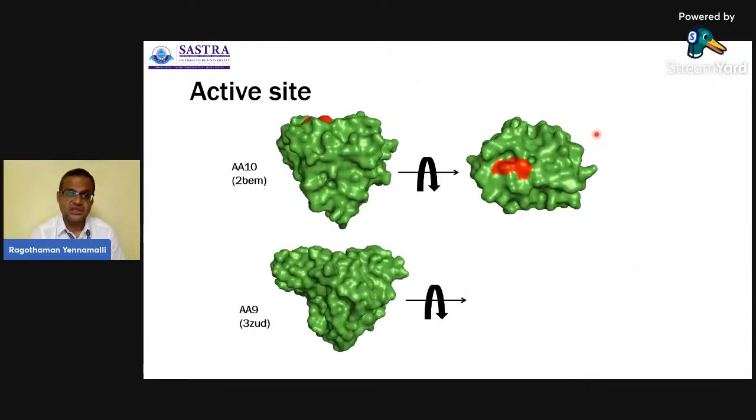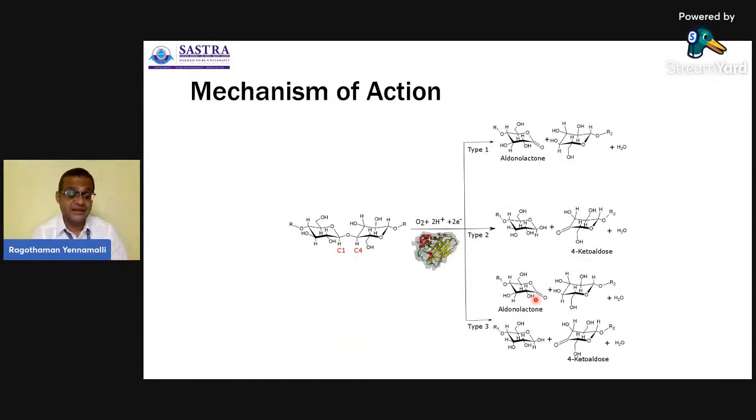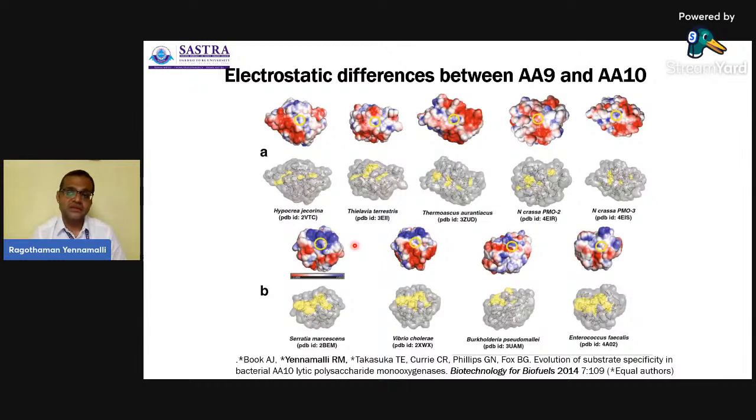The active site, if you see, is actually quite planar, and this is from the bacteria and this is from the fungi. They have conservation of the active site residues, but the active site is very, very planar so that it can bind on the crystalline part. It also has different types of mechanism, like type 1, type 2, type 3, depending on which carbon they attack, whether it's C1 or C4. And so our initial study was to find out what is the evolutionary pressure on these enzymes that causes some of these LPMOs to act on cellulose and others to act on chitin.